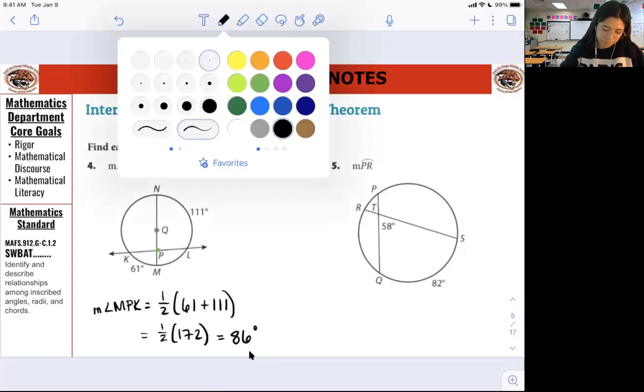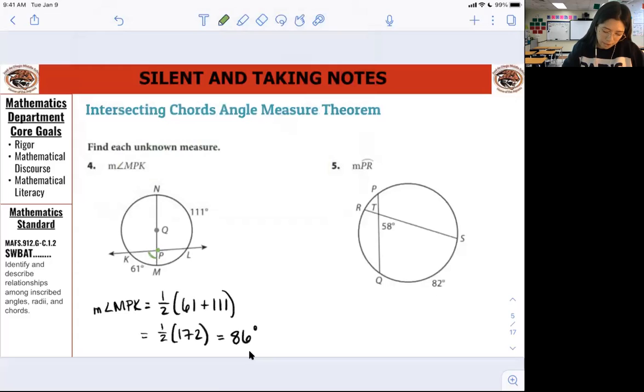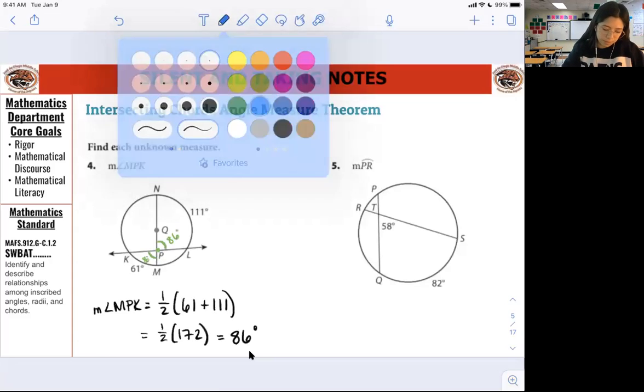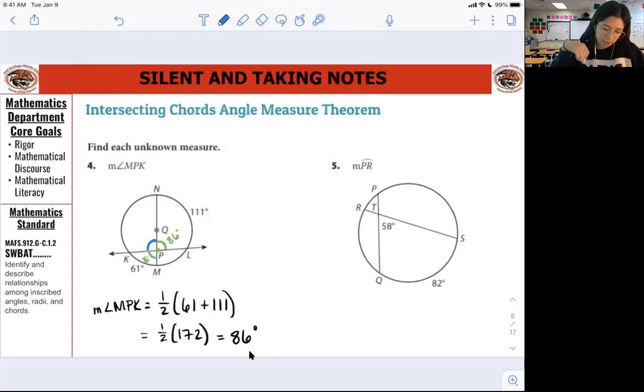Not too bad, right? Now, if MPK is 86 degrees, what's this one over here on the other side? NPL. It's the same. What type of angles are they to each other? They are vertical angles. So whatever one of them equals, the other is going to be the same. And what would this equal? The blue, KPQ. Not the same. There we go, 94 degrees. How do we know that?